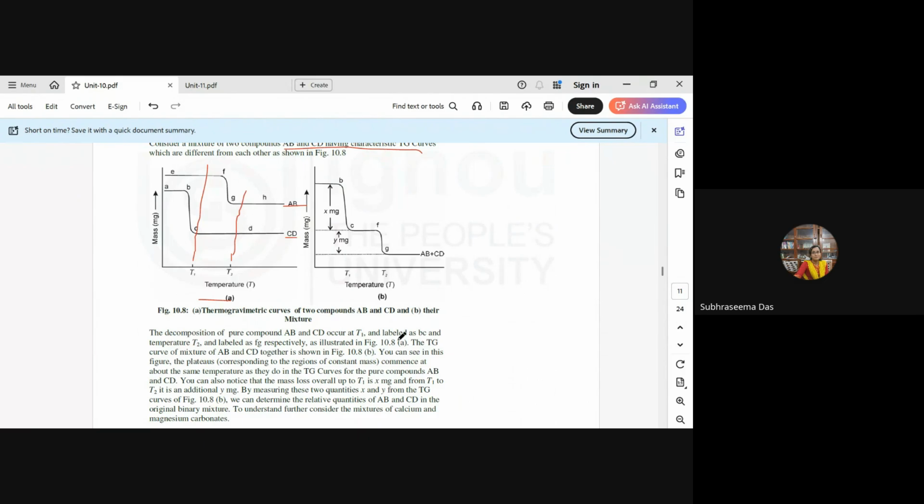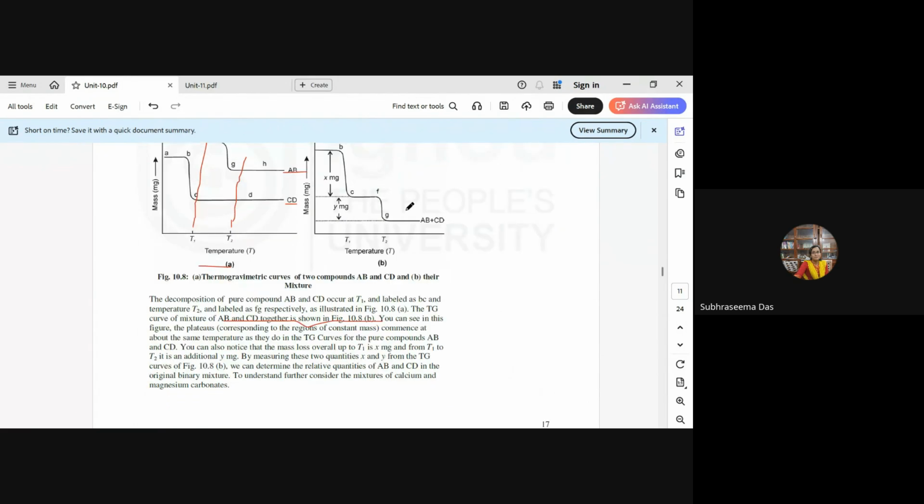The TG curve of the mixture of AB and CD is shown in figure 10.8. If we look at the mixture of AB plus CD, we can see that the plateaus also form at about the same temperatures as they do in the TG curves of the pure compounds. By measuring these quantities, the X value and Y value, and comparing with the parent curves, we can understand how to determine the quantity of AB and CD.